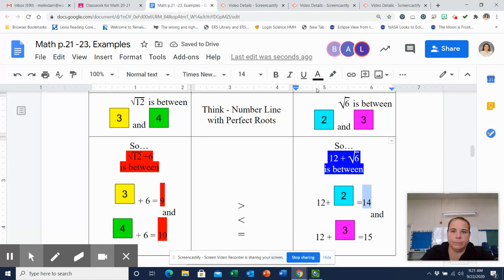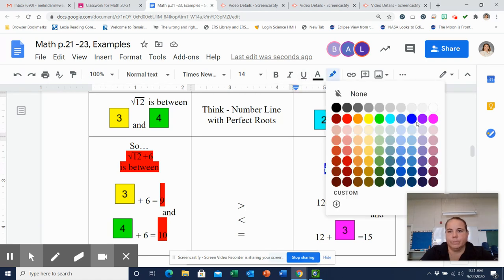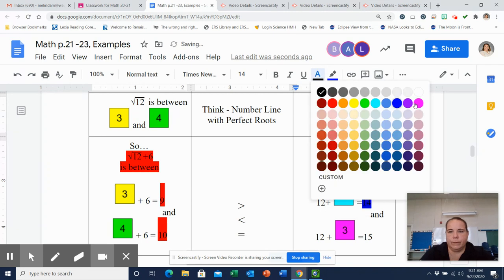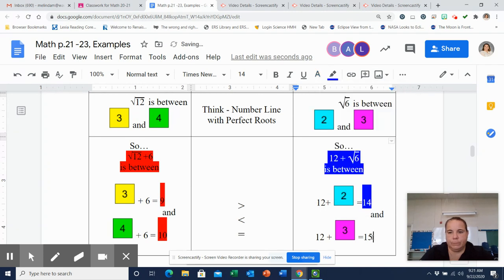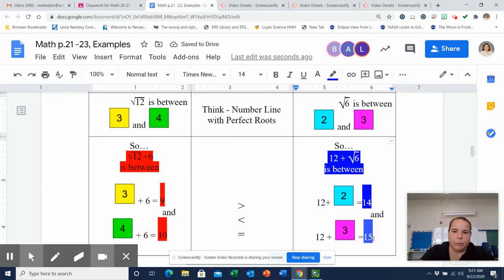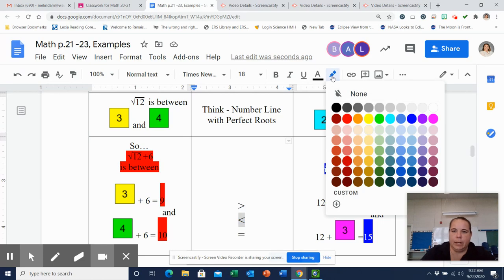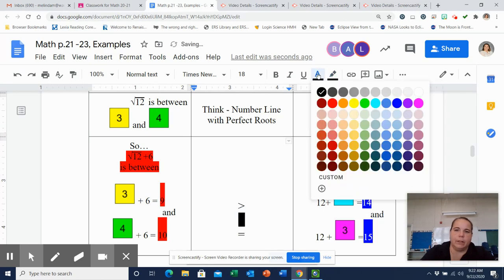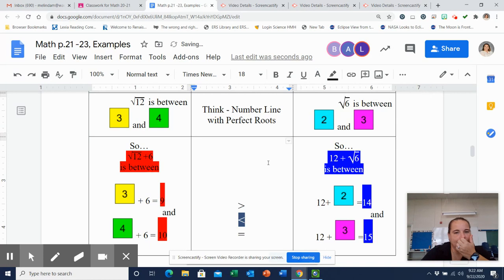So we now know that this is between 14 and 15. Well, this one is even more obvious than the previous example. If it's between 14 and 15, that's obviously going to be more than something that's between 9 and 10. So now we can see that the blue side is going to be greater, right? So we want to put the greater side facing the blue side. And I'm just going to make that the choice that we are choosing here, right?